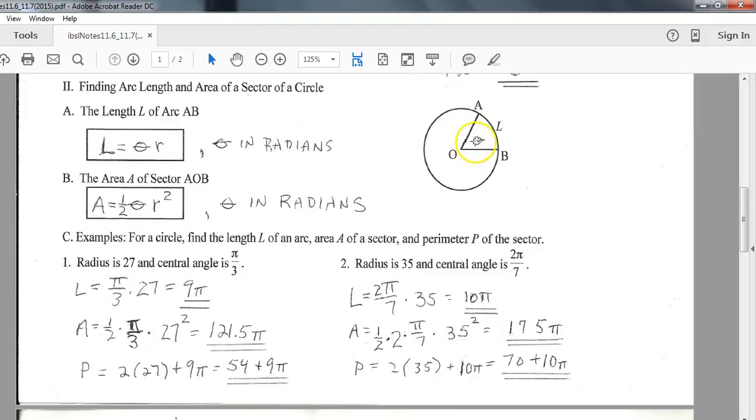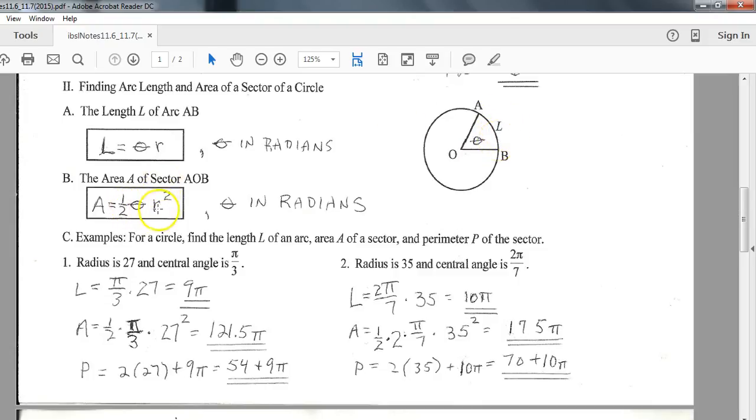So here's the angle that's being formed, and if I multiply this angle times a radius, which would be either that guy or that guy, which would be the same length, then I would get my arc length.